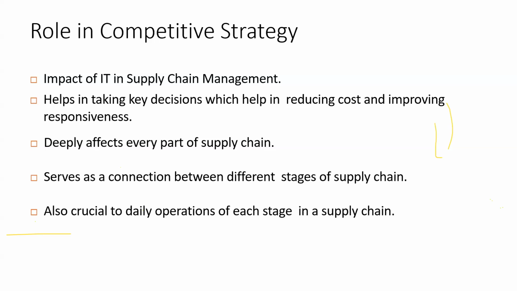So ERP is the best example for this. Other than ERP, you have IoT, the Internet of Things. You have blockchain, and you have WMS, TMS, and along with them the distribution control system, DCS. All these technologies help in the effective and efficient operation of the supply chain. It serves as a connection between different stages and is also crucial to the daily operations of each stage in the supply chain. So on that note, we have come to a stop.